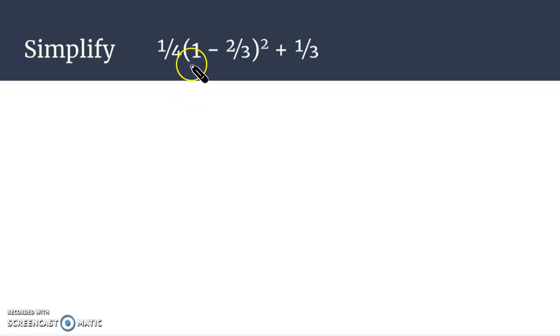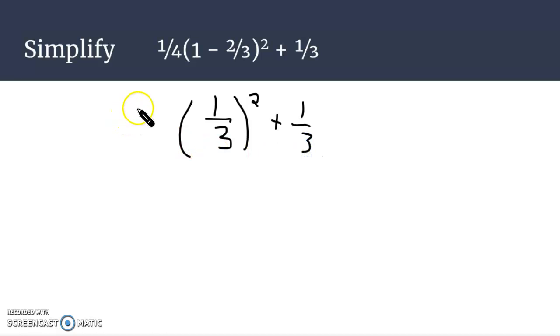Simplifying what's inside the parentheses, 1 minus 2/3 leaves us with 1/3. 1/3 is being squared in the parentheses. The next thing we're going to do is take 1/3 and square it. 1/3 times itself is 1/9, because 1 times 1 is the 1, and 3 times 3 gives us the 9. So now we're left with 1/4 times 1/9, adding it to 1/3.